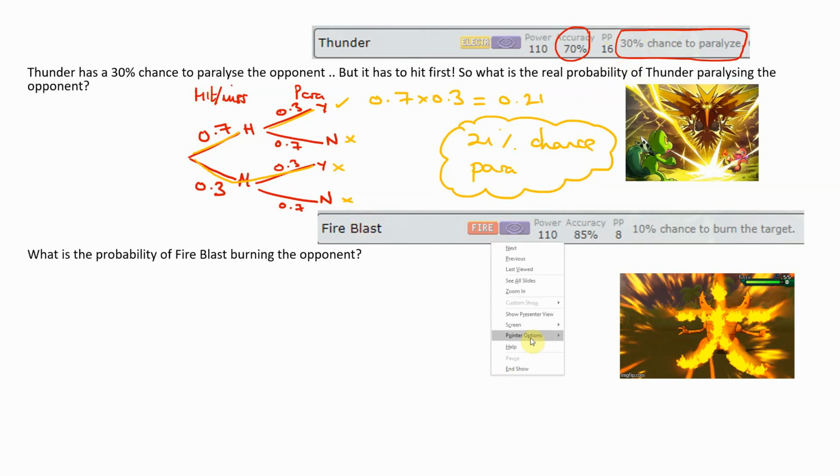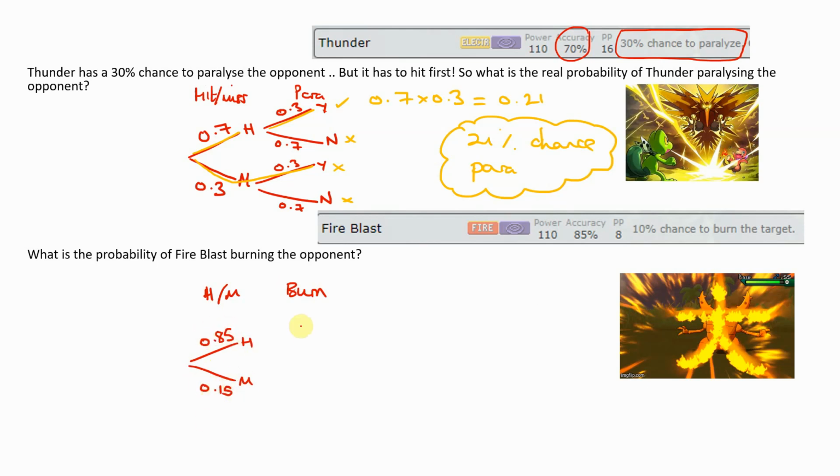Okay, how about this one? If you can pause the video and see if you can figure out the actual probability of Fire Blast burning an opponent. Okay, so in this, we're going to ask the same question. Are we going to hit or are we going to miss? And then we ask the question of a burn. So first, well, this time the accuracy is 85%. It's a bit more accurate. So our probabilities are going to be different here. And to balance it, being more accurate, it has a lesser chance of a secondary effect. So we're going to have 0.85 here, 0.15, 0.1, and 0.9.